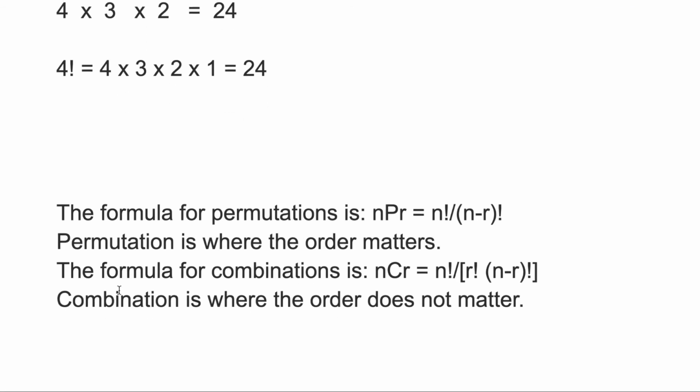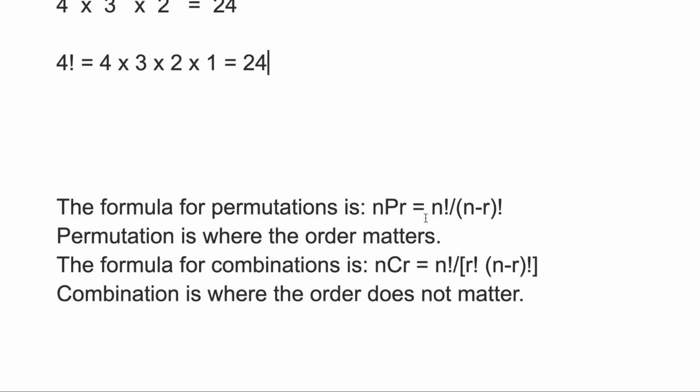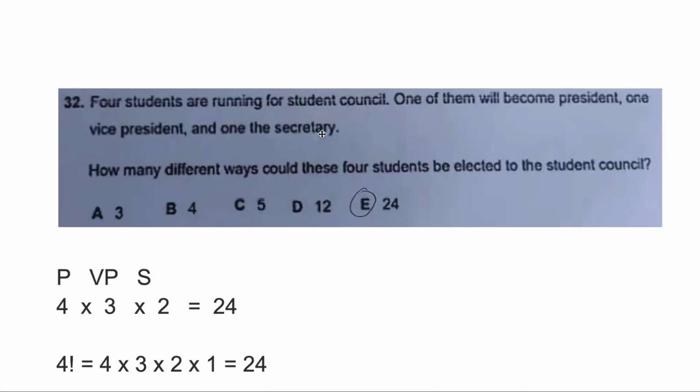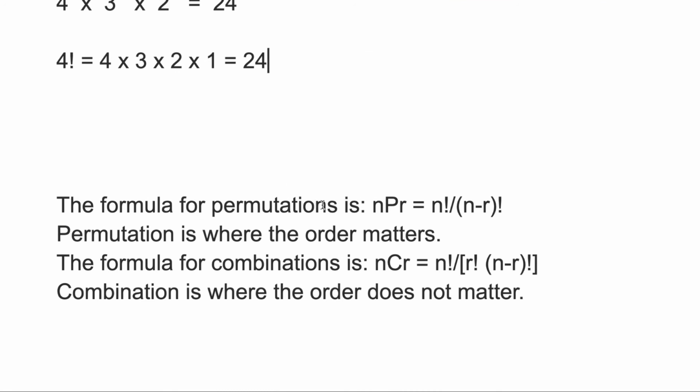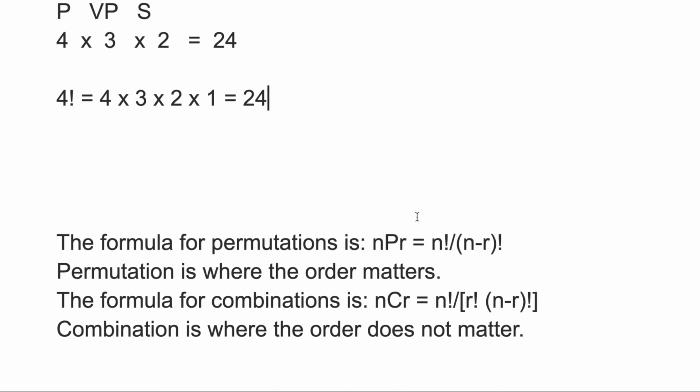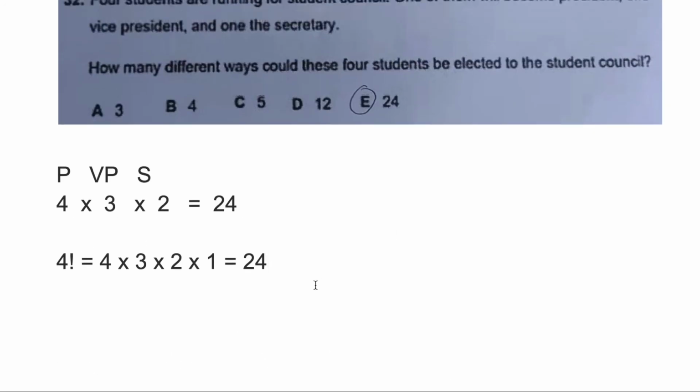These are the formulas. The formula for permutations is this, and this is where order matters. The formula for combinations is this, and combination is where the order does not matter. In our case, the order does matter, okay? So we would be using this formula. So now let's use it.